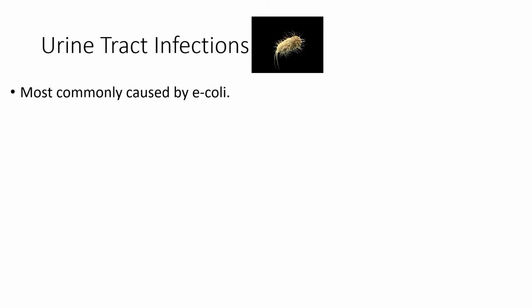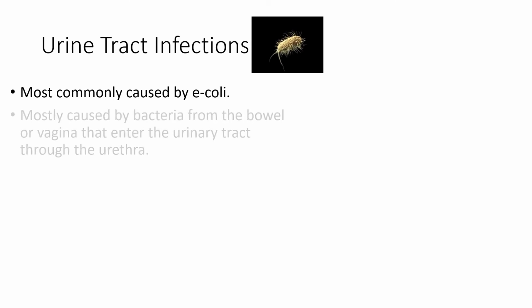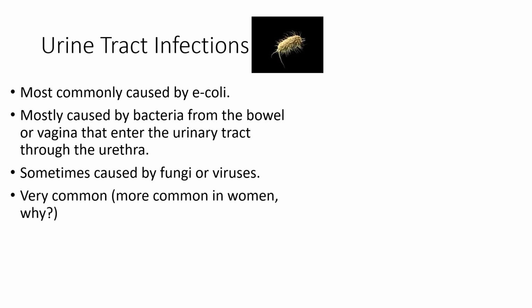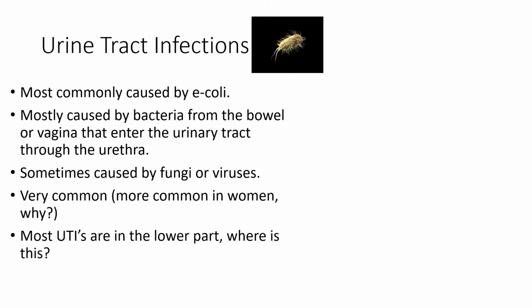Most urine tract infections are caused by E. coli. It's mostly caused by bacteria from the bowel or vagina that enter the urinary tract through the urethra. Sometimes they're caused by fungi or viruses. They're very common. They're more common in women. Why? Well, women have a shorter urethra.